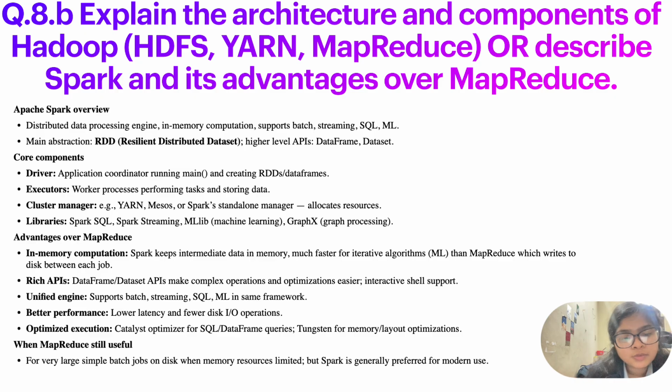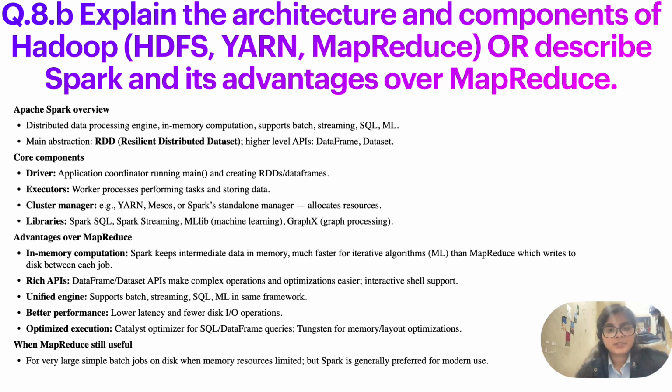Better performance, so it has low latency and better responsiveness. Fewer disk IO operations are required since it performs in-memory computation. It is optimized, with the Catalyst optimizer for SQL and DataFrame queries, and Tungsten for memory layout optimization. MapReduce is still used for very large simple batch jobs on disk when memory resources are limited, but Spark is generally preferred for modern use.